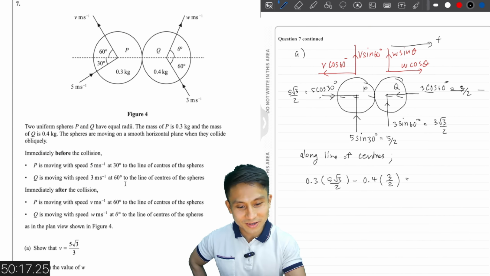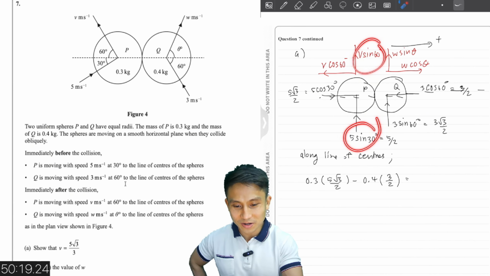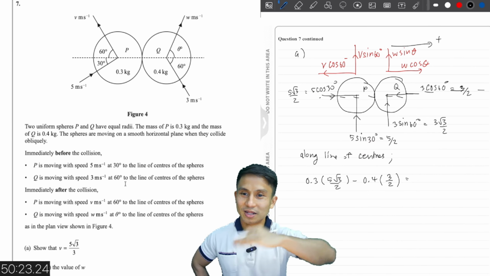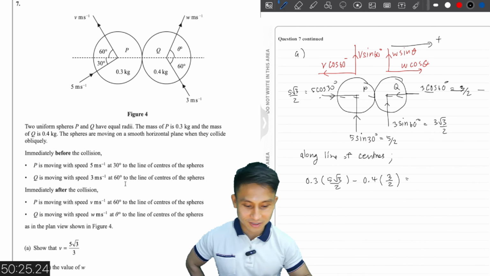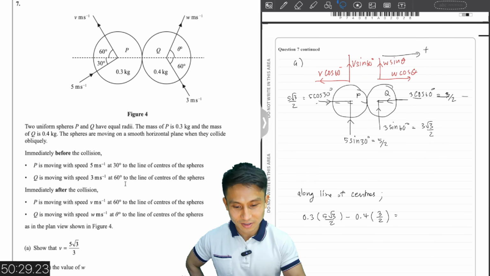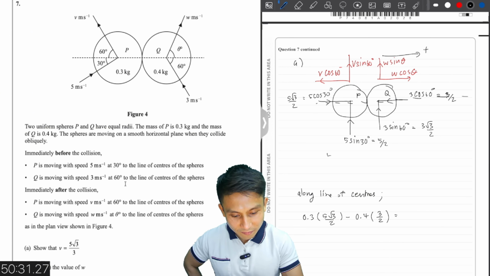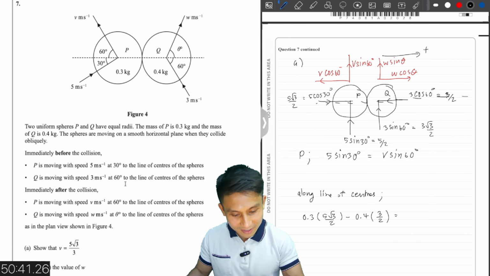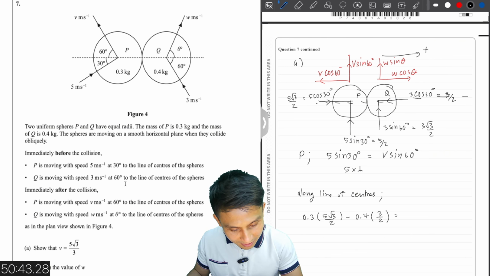Okay. So, well, actually, you know what? Yeah, we could have just equated this to this, right? Because the vertical component doesn't change. The other component that is not along the line of centers doesn't change. We don't need to do this. All right. So we're just gonna do 5 sine 30, this is for particle P, equals V sine 60, and that's it. That should give us the V. Yeah. Okay. Didn't see that.